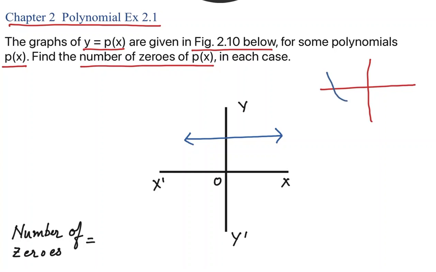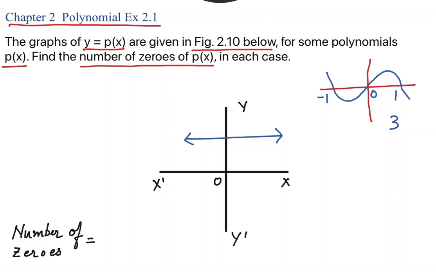So let's say we have a graph which intersects the x-axis at three different points, -1, 0 and 1. So here these 3 points -1, 0 and 1 are called the zeros of the polynomial. And since it's intersecting at 3 different points, the number of zeros of this polynomial would be 3.